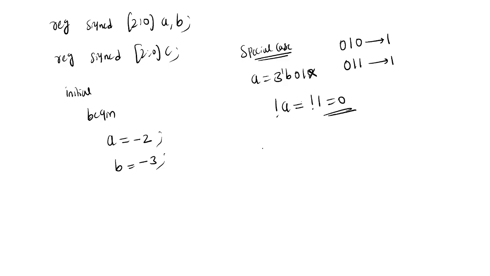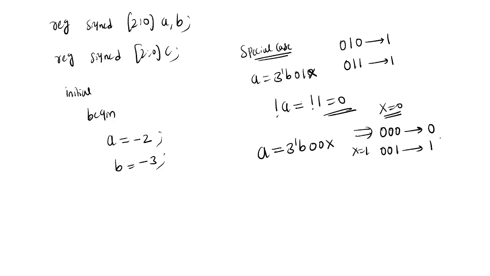Suppose you take one more value, a equal to 3'b00x. What does 0 0 x mean? If you take the x value as don't care as 0, you get 0 0 0, and the total value is 0. If you take x as 1, you get 0 0 1, which is 1. So in this case you are getting a equal to x. This is the special case for the logical not operation. And next is the relational operator.